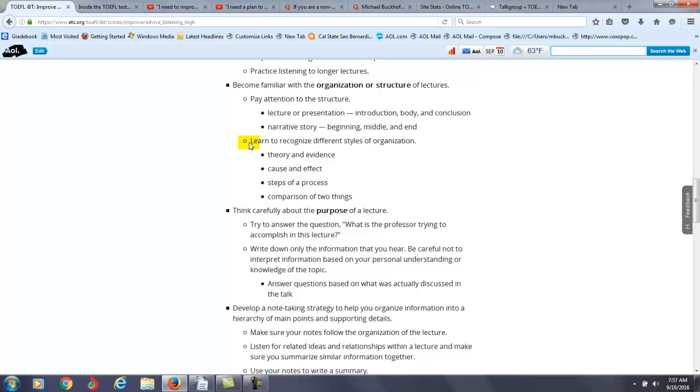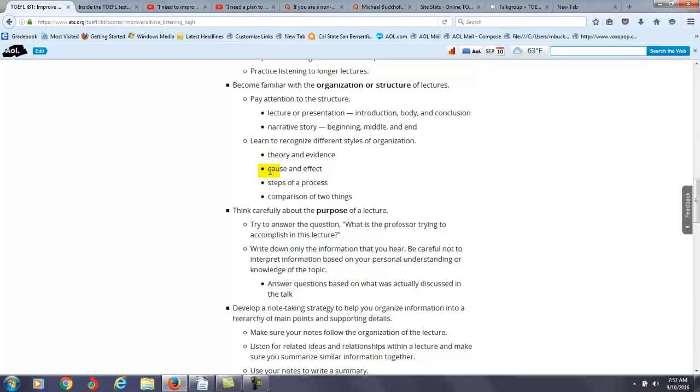Now also, another tip: learn to recognize different types of organization. So for TOEFL, there are different kinds of lectures that you will listen to. They're kind of predictable. One's called theory and evidence. In this type of lecture, the speaker discusses a theory regarding something, and then there's specific evidence to explain why the person believes this way. So first of all, the main thing is, what is the theory that the person is speaking about, and then what evidence does the person explain to validate that theory?